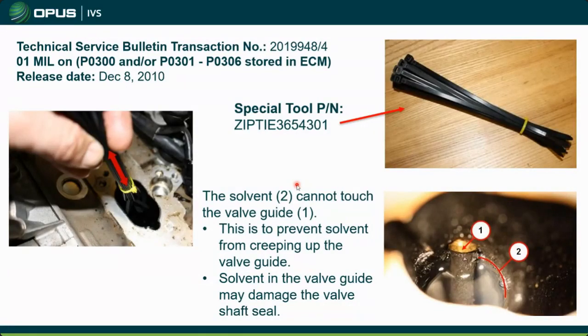Some things to know, you can use this special tool, Zip Tie 365-4301. Works really well and will not scratch up your valve or your intake runner or anything like that. Obviously, that's not a real special tool, guys. That is just some zip ties. What I like to do is usually take just a few zip ties, cut the end off, and stick them in my drill. And then I very slowly just drill around in there with the plastic zip ties. Works really well for getting that crap out of there.